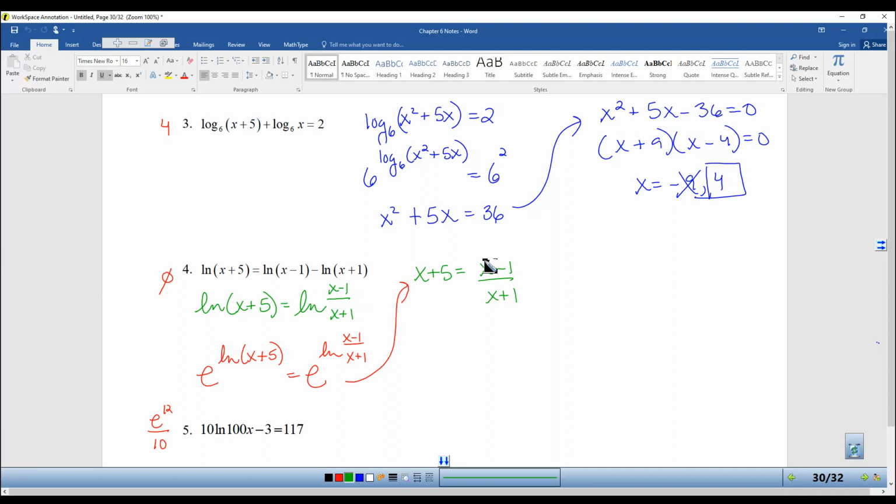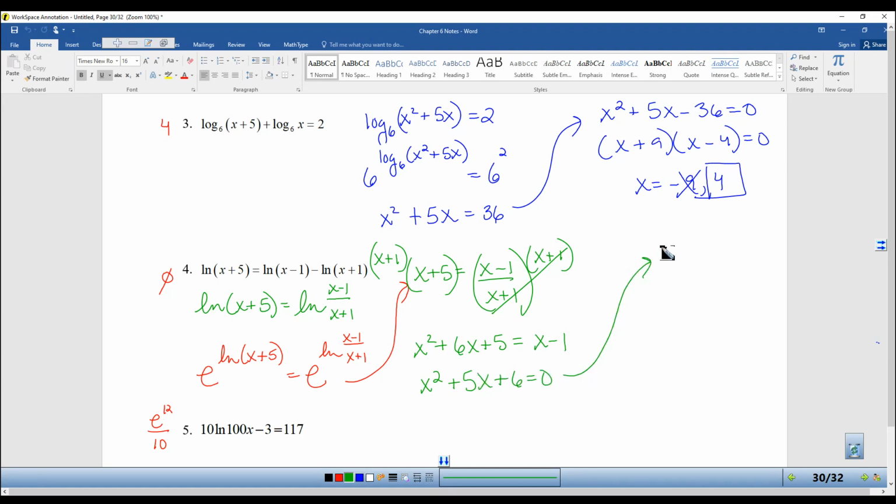I'm going to clear this fraction. Always clear your fractions. It will make your life so much better. So on this side, I get x squared foiling out plus 6x plus 5. And on this side, I just get x minus 1. I see an x squared in my equation. What do? I set it equal to 0, and I factor.